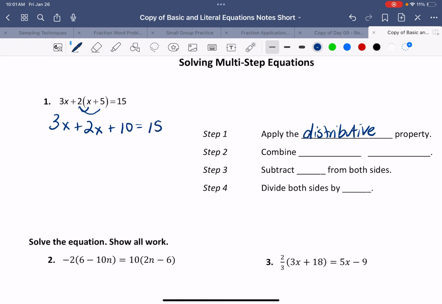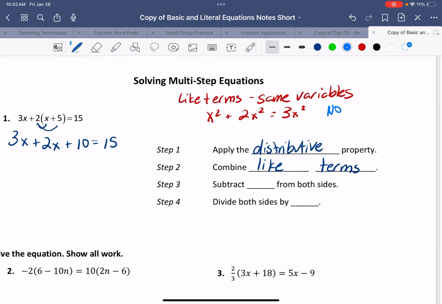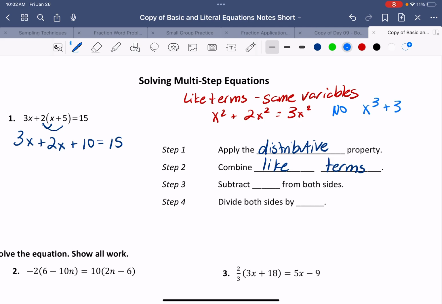Okay, now I'm going to combine like terms. So now remember, like terms means you have the same variables. They can be combined together. So I can do x squared plus 2x squared equals 3x squared, okay? But I cannot do, for example, x cubed plus 3. Those do not combine, okay? Cannot do that. They just stay x cubed plus 3.